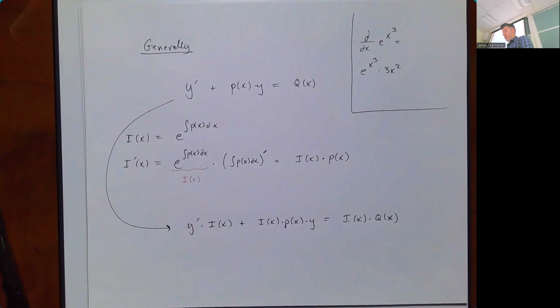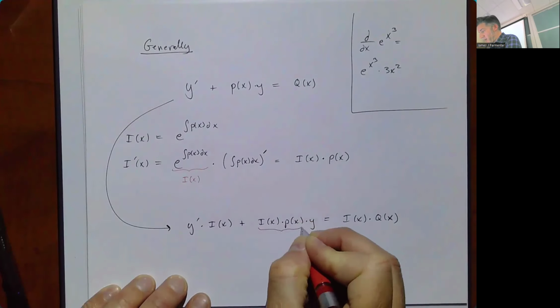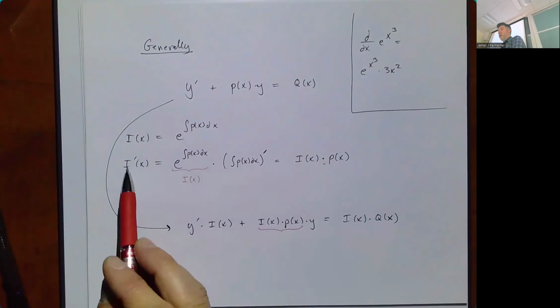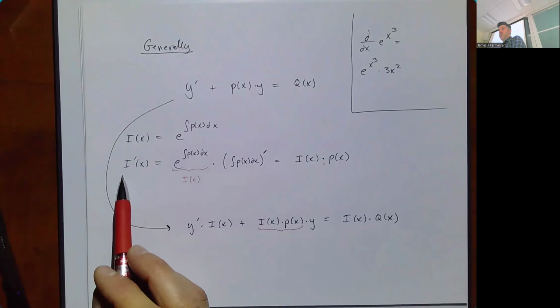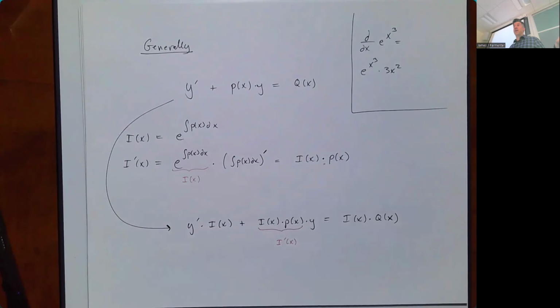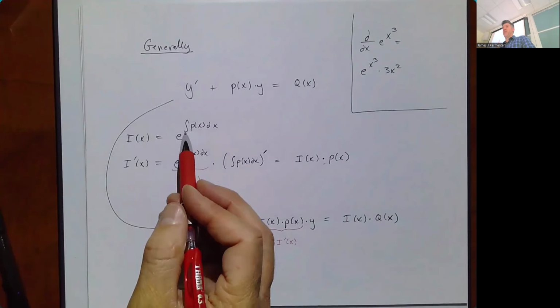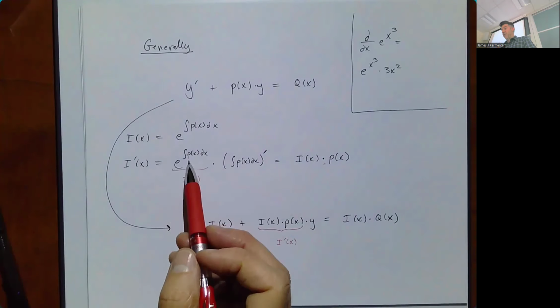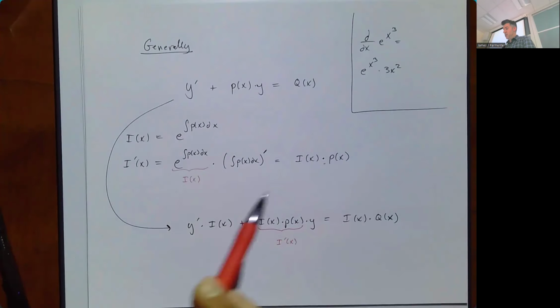Okay, but I want to point out here that this part right here is exactly the derivative of the integrating factor. And it always works this way because of how the integrating factor is defined. The integrating factor is literally always going to be e to the integral of p of x, and its derivative is always going to be e to the integral of p of x times p of x.